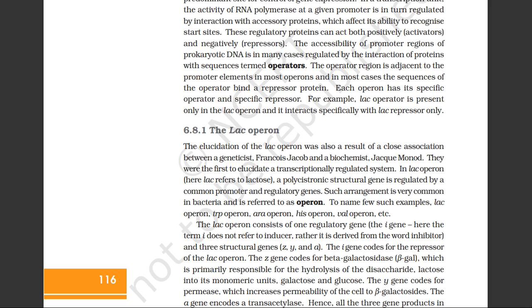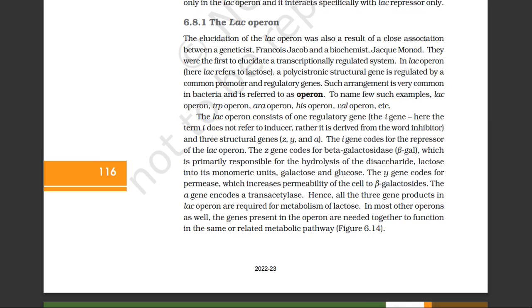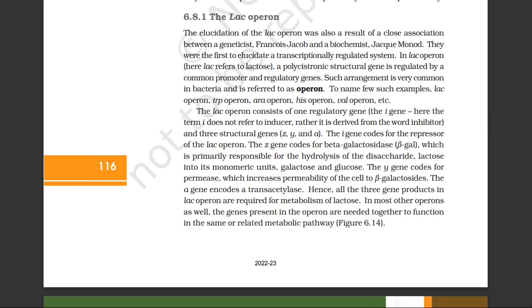In the lac operon, lac refers to lactose, a polycistronic structure. Genes are regulated by a common promoter and regulatory genes. Such an arrangement is very common in bacteria and is referred to as an operon. To name a few such examples: lac operon, trp operon, ara operon, his operon, val operon, etc.